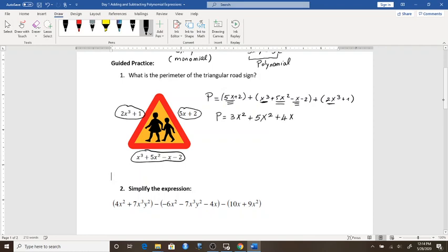And then finally, I have a 2, I have a negative 2, and I have a plus 1. So I can combine this 2 with this negative 2 and plus 1.